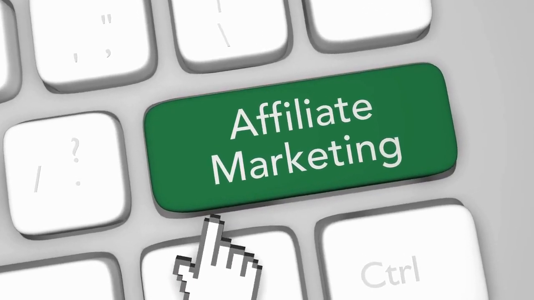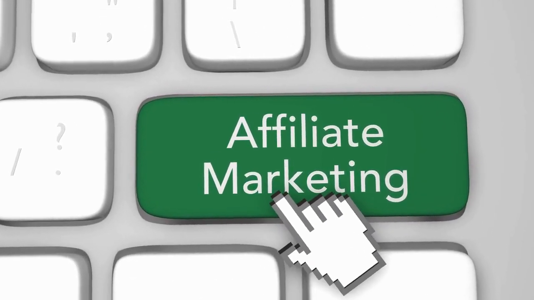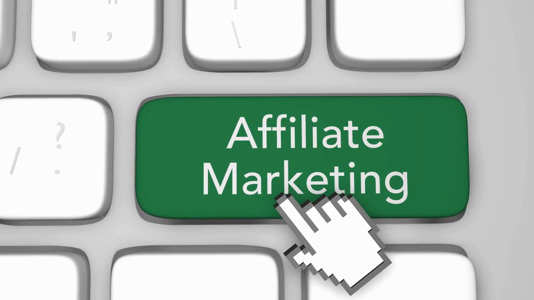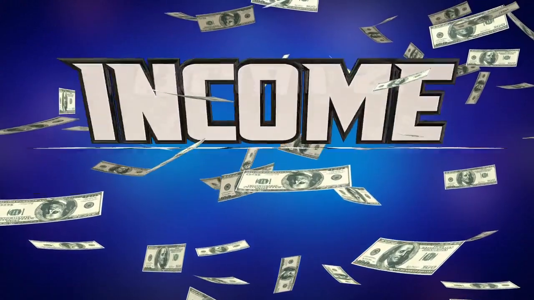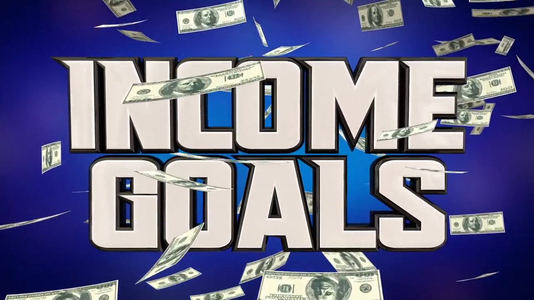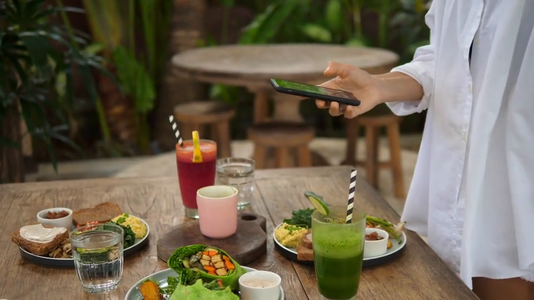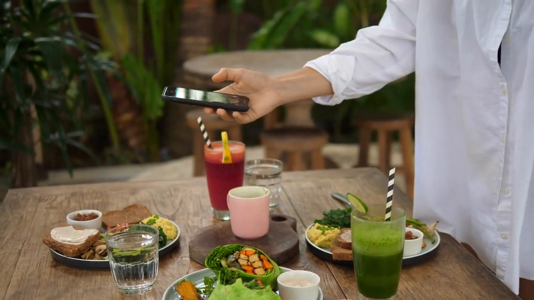3. Affiliate marketing. Promote products or services through affiliate links and earn a commission for each sale or referral. 4. Digital products. Create and sell your own digital products such as e-books, courses, or templates to monetize your expertise. With these strategies, you can turn your passion into a sustainable income source. Experiment with different methods and find what works best for your blog.